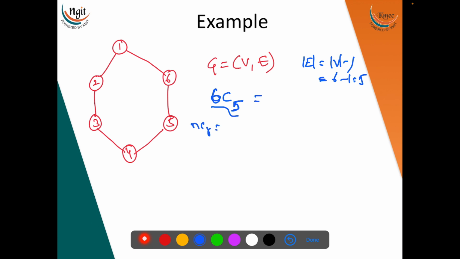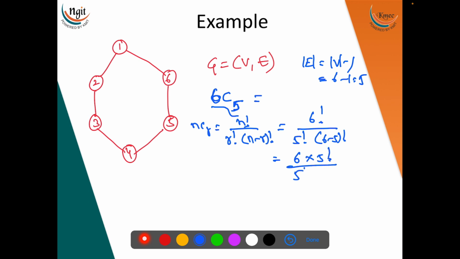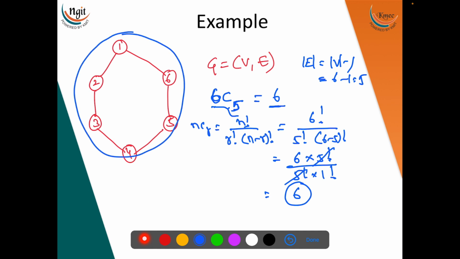If you take nCr, that is n factorial by r factorial into (n minus r) factorial. So we'll write 6 factorial by 5 factorial into (6 minus 5) factorial, which is, I am writing 6 factorial as 6 into 5 factorial, into 1 factorial. Now it is 6. That means 6C5 is equal to 6. So I'll get 6 possible spanning trees. From this graph, I can write 6 different spanning trees, correct?